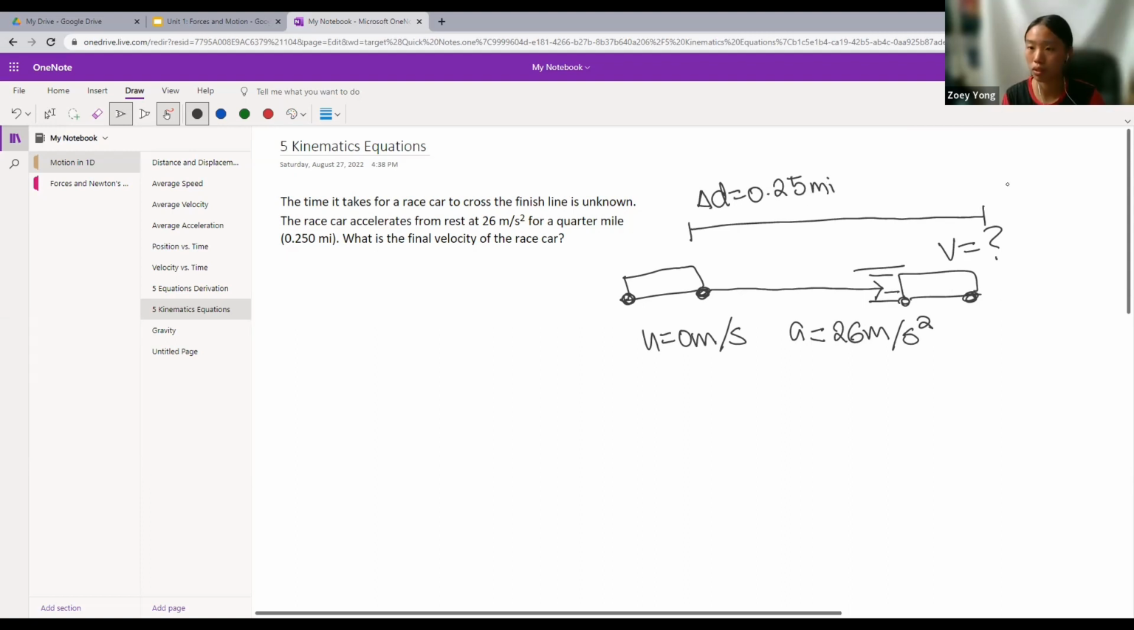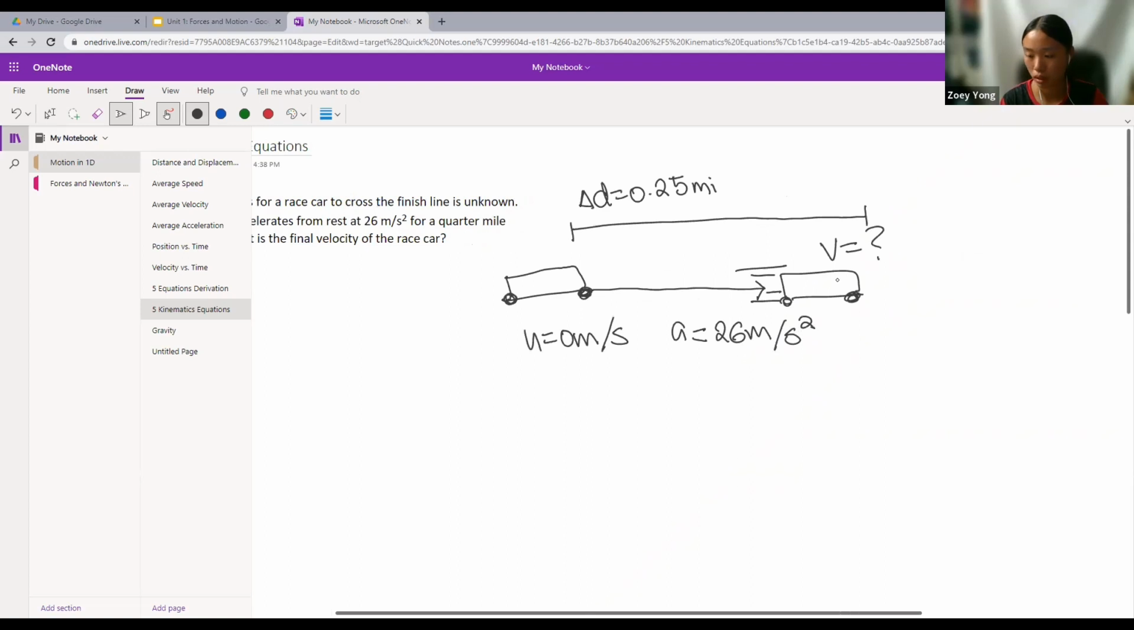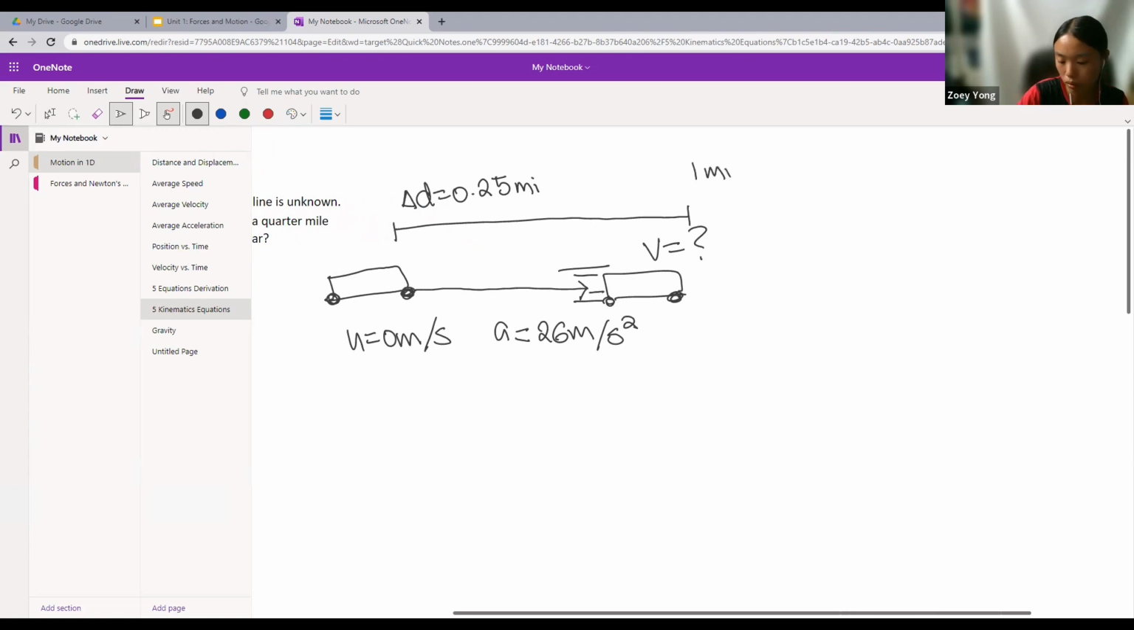Right now we're going to convert this to meters because we have acceleration in meters. What we can do is know that in 1 mile there are about 1609.34 meters, so 1609.34 meters in a mile. It's for 1 mile, but we have a quarter mile. Basically, you're multiplying this side by 1/4 because it's a quarter mile, the same thing as multiplying by 0.25. If you multiply one side by 0.25, then you also have to do the same thing to the other side.